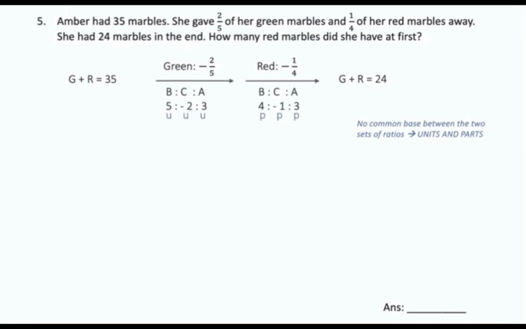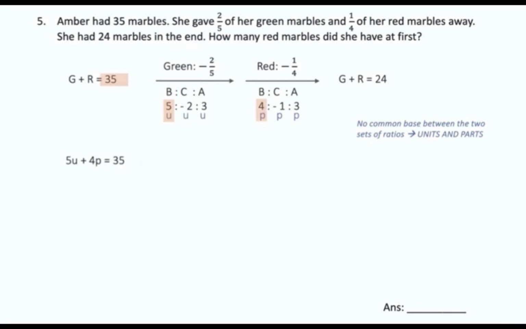Step 3, look for value. Now, there are 2 values, 1 value here and 1 value here. So start with the first one. This 35 is the beginning of green and the beginning of red. The beginning of green consists of 5 units and the beginning of red is 4 parts. So 35 consists of 5 units green, 4 parts red. Okay? So record this way.